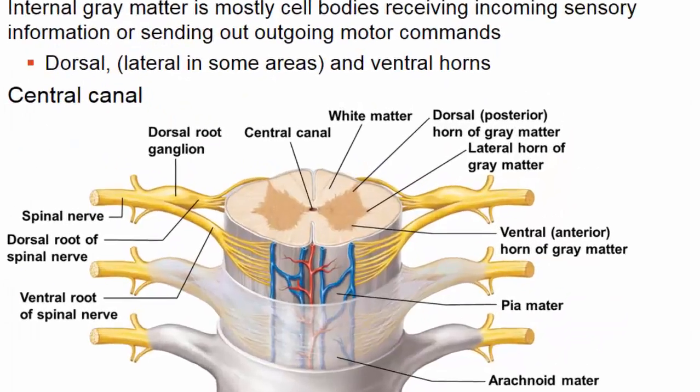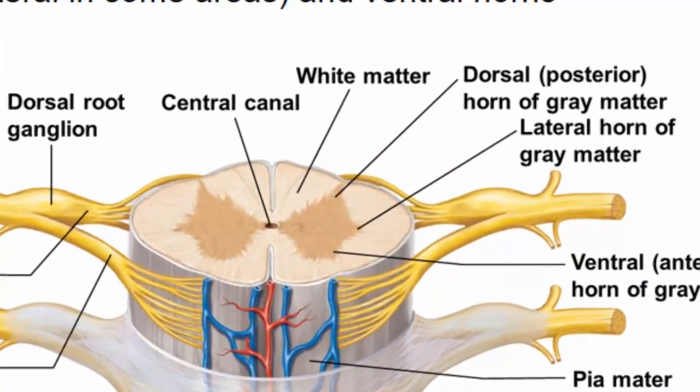Now let's take a look at the spinal cord itself. Right? When we look at a cross-section of the spinal cord, we notice that there is this darker matter towards the center and then this white matter towards the outside. Right? So that would be gray matter and white matter. The internal gray matter is composed mostly of neuron cell bodies, as all gray matter is, and these cell bodies are receiving incoming sensory information and sending out outgoing motor commands.